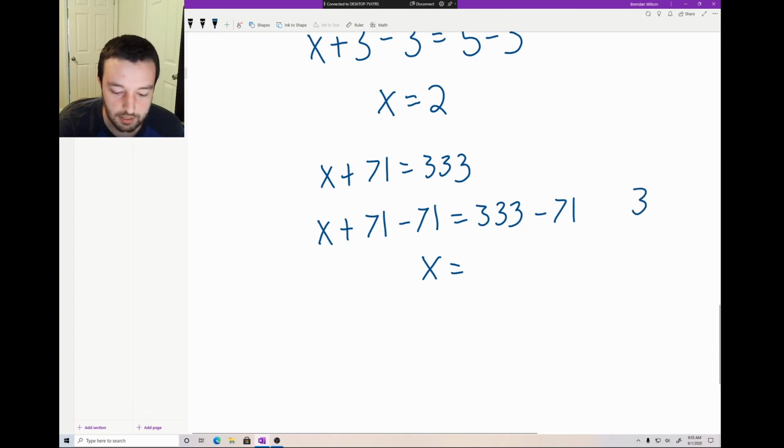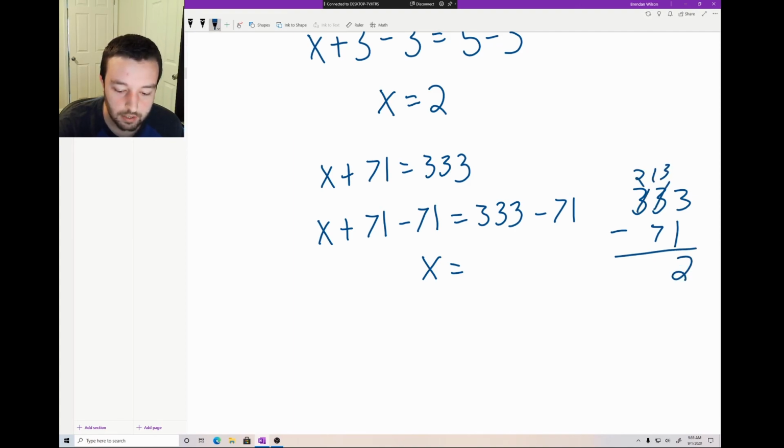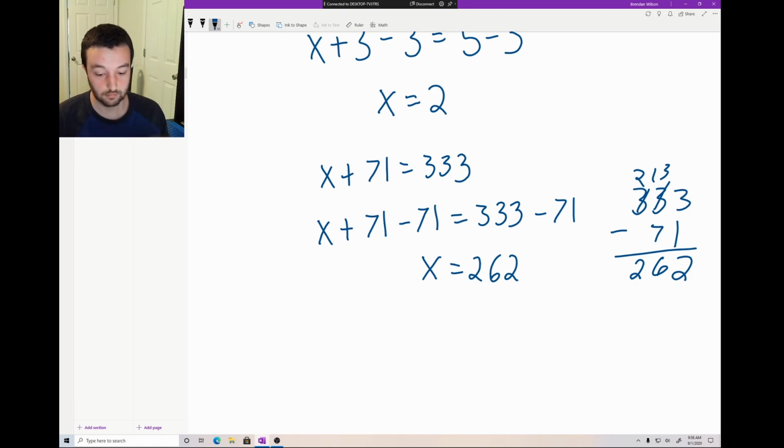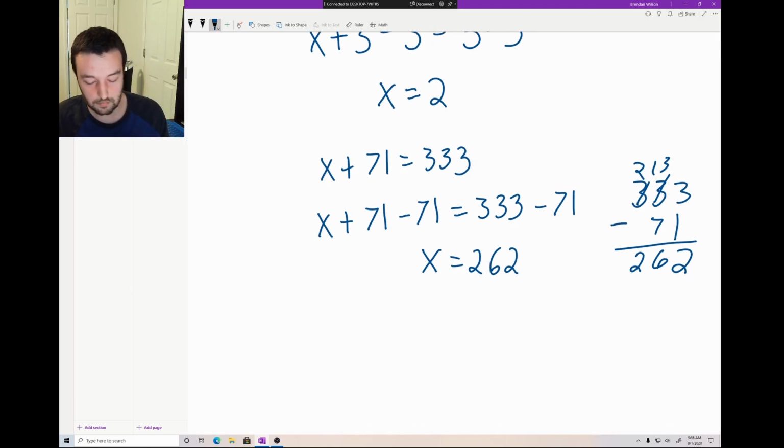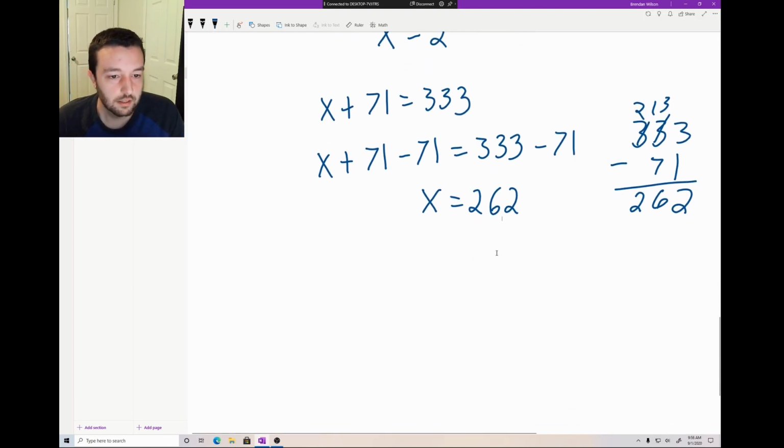All right, so we can do this in a calculator or on the side. 3 minus 1 is 2. Here we need to borrow. 13 minus 7 is 6. This is 2, so we get 262. Okay. So x is 262. If you're not sure, you can just go back and plug it in, do 262 plus 71, you should get 333. So there's always a way to check these.